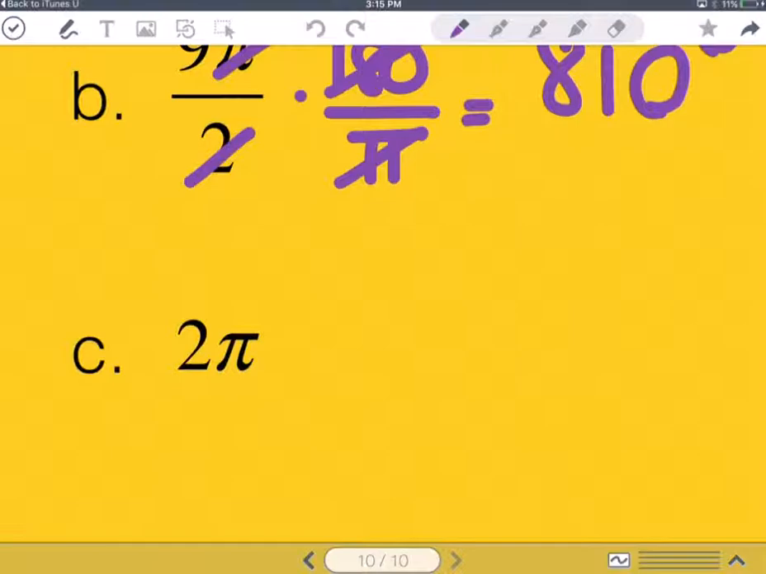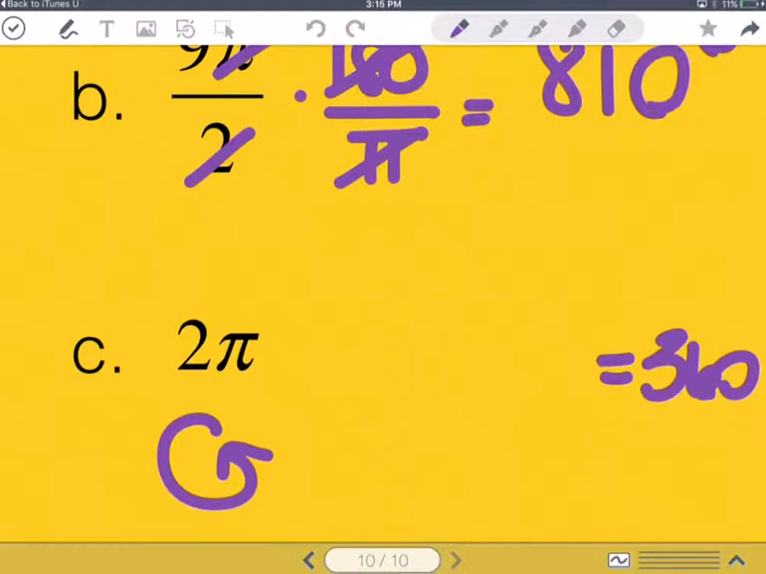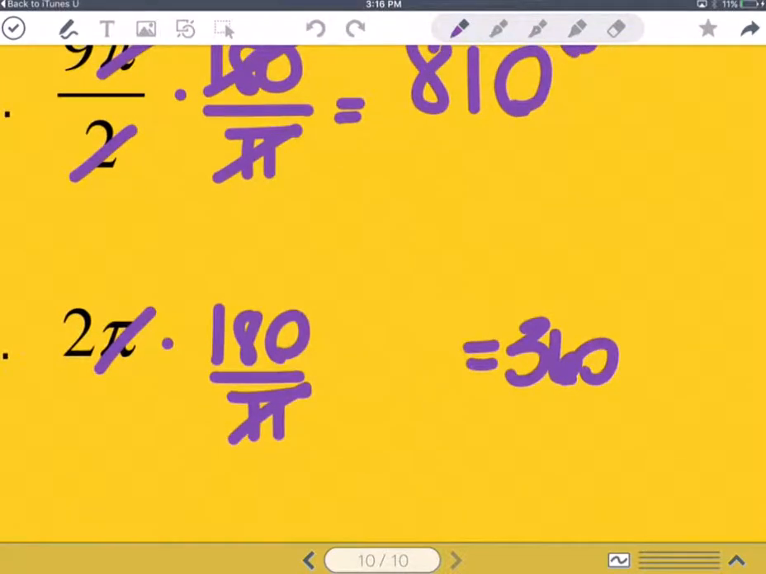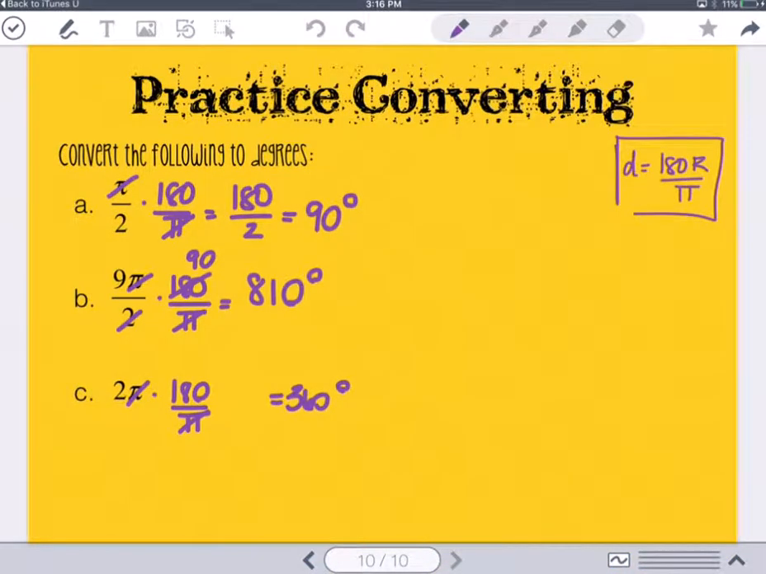And lastly, 2 pi. We actually know that this is one full rotation, so we know our answer should equal 360. But let's just check to make sure we're doing it correctly with our formula. All right, pi's cancel out, and we do, in fact, get 360 degrees.